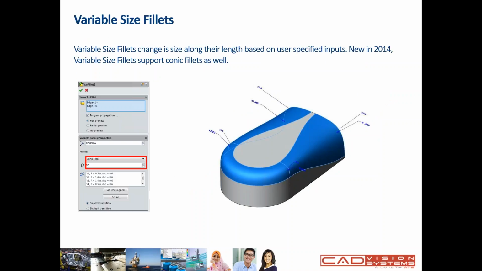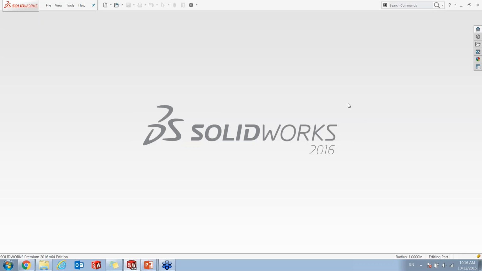Okay, so next will be variable size fillets, which is one of the commands and functions that I really like to use, where you can have different values of the fillets along the edge that you apply the fillets. You can set it at different quadrant points or different fillet points, then you can apply the value that you want. Okay, so let's see how it works in variable fillets.